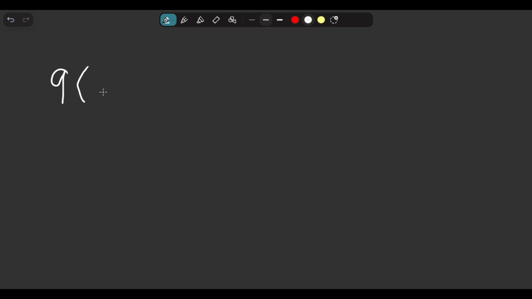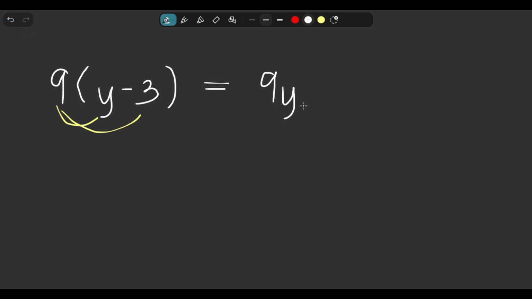Nine times the quantity of y minus 3. Using the distributive property, 9 times y minus 9 times 3. Now simplify. 9 times y equals 9y, and 9 times negative 3 equals negative 27. Therefore, the answer is 9y minus 27.